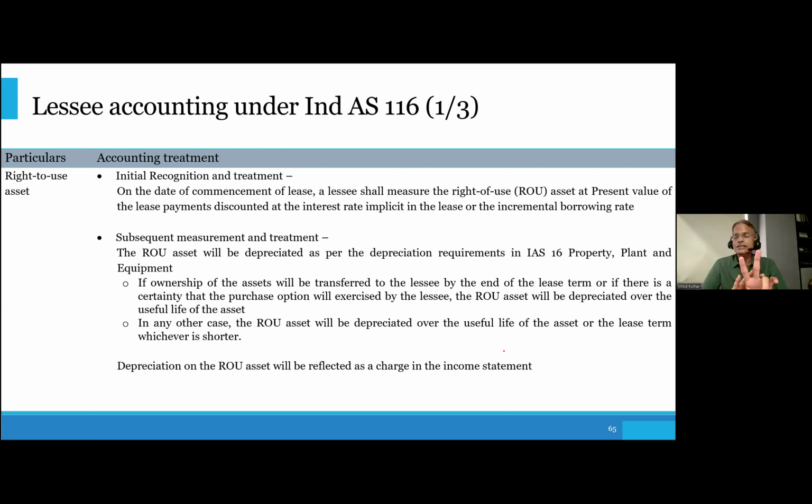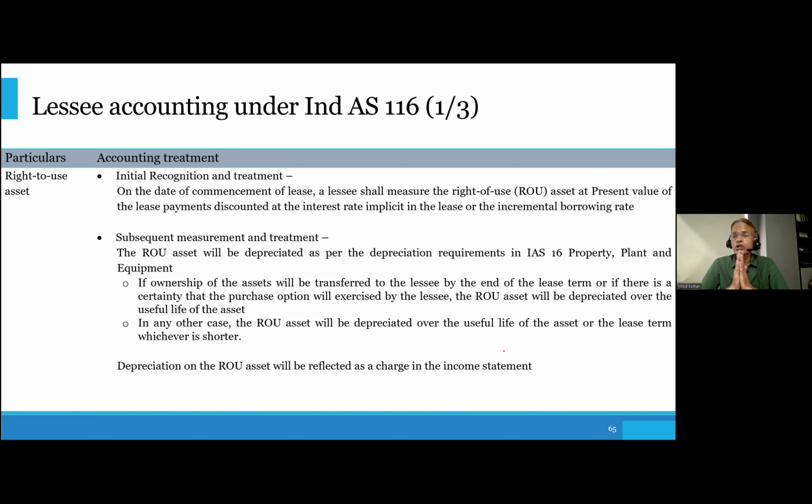Which means at the inception of the lease, the lessee will measure an asset as well as a liability. The value of the asset will be the present value of lease rentals, and the value of the liability also will be the present value of lease rentals. That is, at the present value of lease rentals, an asset as well as a corresponding liability will come on the books of the lessee, right? Two things happen. On the asset side, we get an ROU asset. On the liability side, what do we have? We have an OTP, an obligation to pay rentals, as a liability. So on both sides, asset as well as liability comes. That's what happens at the inception.